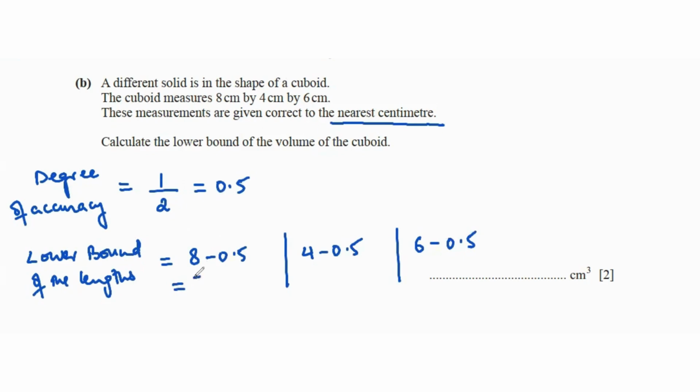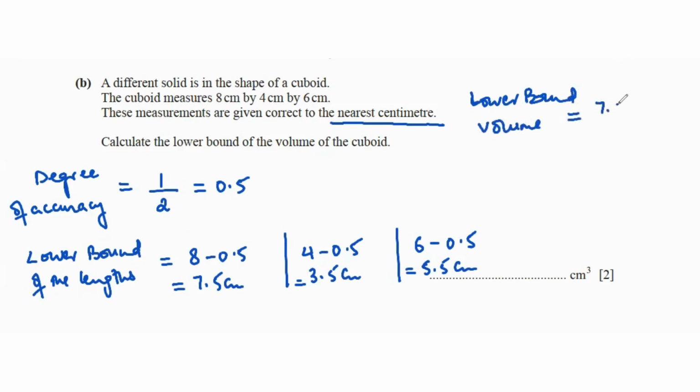So one lower bound is 7.5 centimeters. The other is 3.5 centimeters. And the last one is 5.5 centimeters. Since we have the lower bound of all of the lengths of the cuboid, we can easily find the lower bound of the volume now. It is going to be the product of 7.5, 3.5, and 5.5, and all of this is going to equal 144.38 centimeter cube. That is your lower bound of the volume of this cuboid.